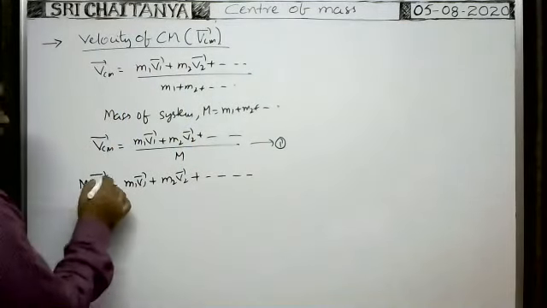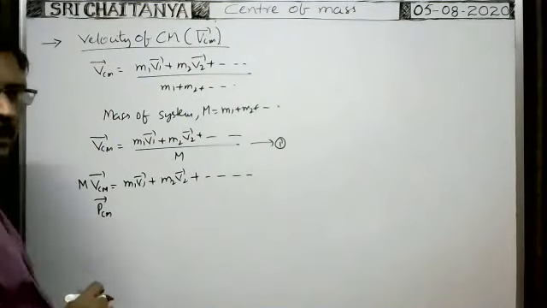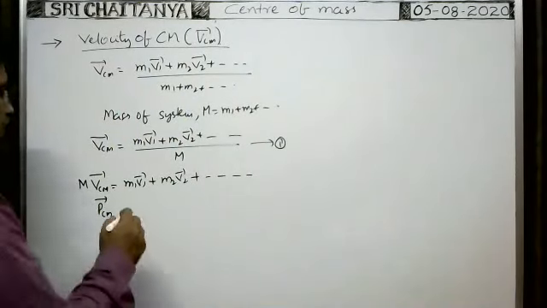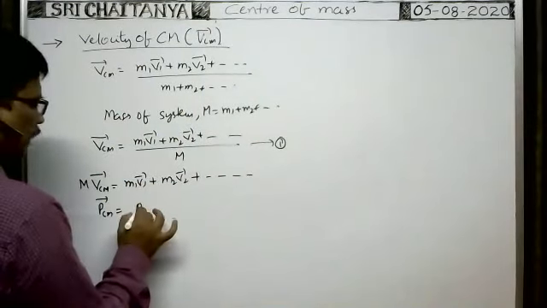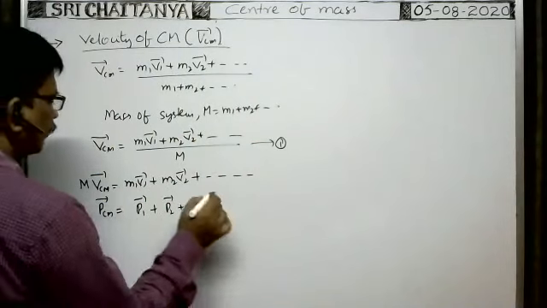Here you see M into VCM bar is the momentum of the center of mass, PCM bar, which is equal to the momentum of the first particle P1 bar plus the momentum of the second particle P2 bar plus and so on.